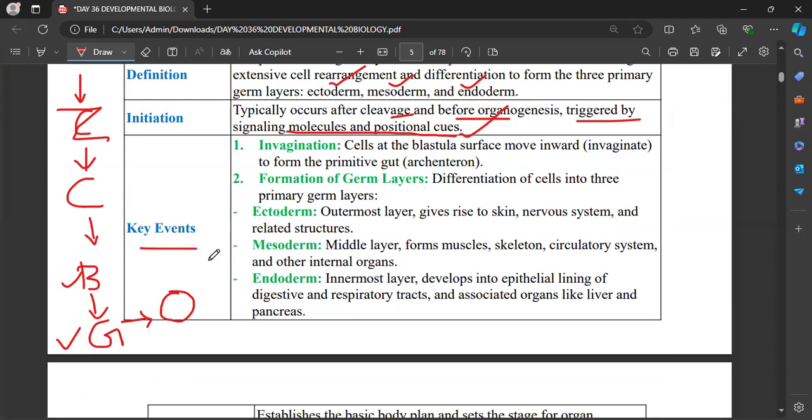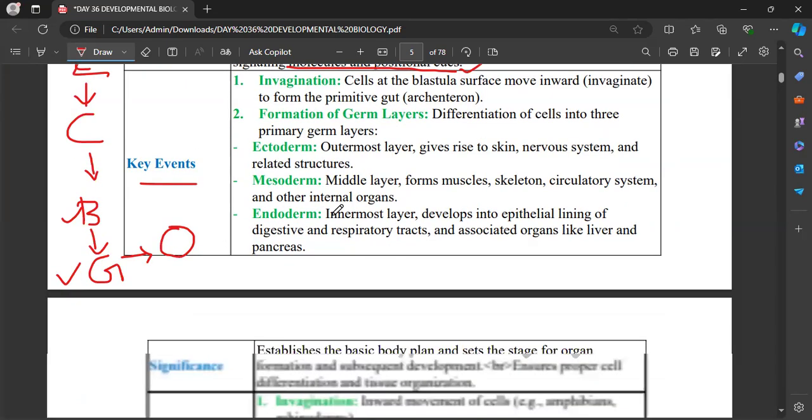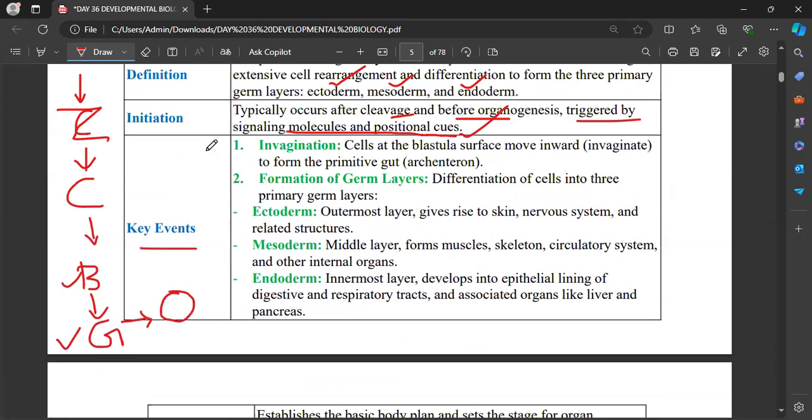And what are the key events taking place in the process of gastrulation? First will be invagination. Invagination is nothing but growing inward. Like this is what an invagination. The cells at the blastula surface move inward to form a primitive gut, that is the archenteron.